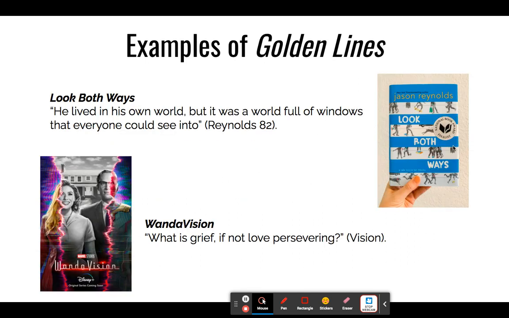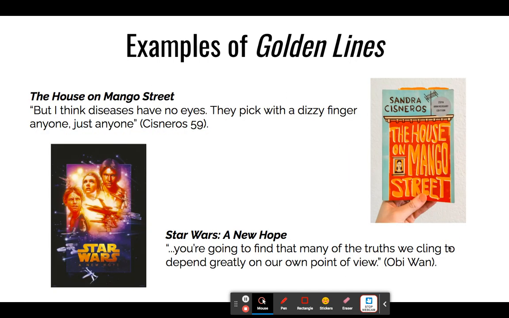So this is from Jason Reynolds' book, Look Both Ways. "He lived in his own world, but it was a world full of windows that everyone could see into." That was a golden line to me. These are ones that I've found personally. If you've watched WandaVision lately, you are probably familiar with this line. "What is grief if not love persevering?" Lots of people quoted that after that episode came out.